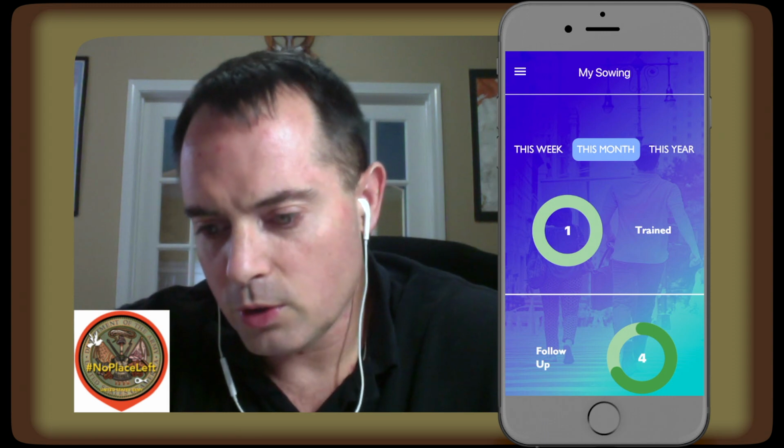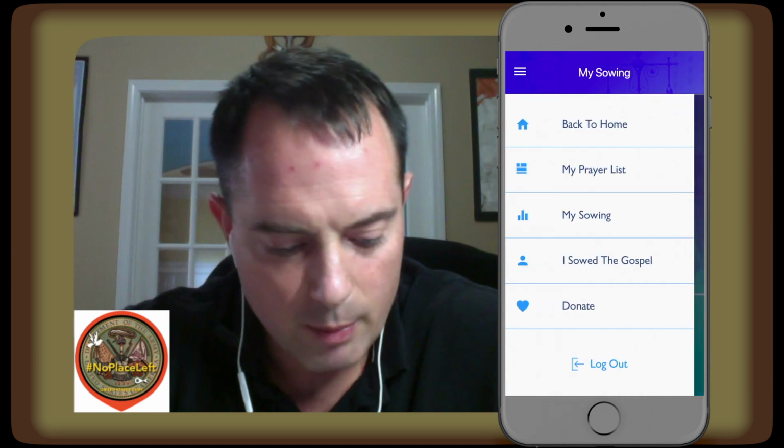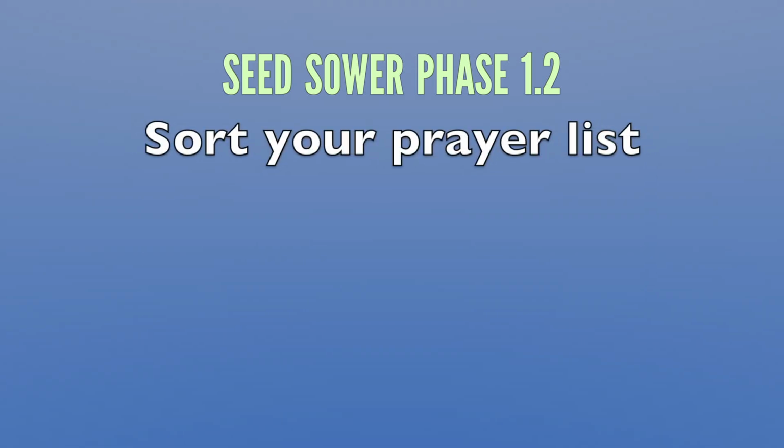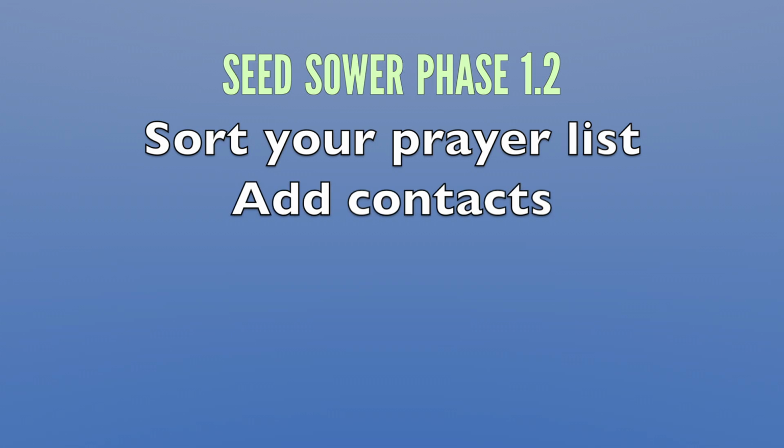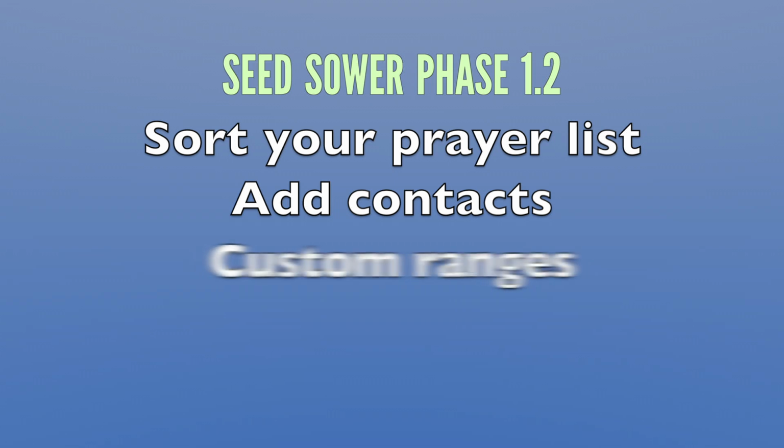And so that's what you can do right now with the Seed Sower app, but here's what's coming next. In phase 1.2, we're going to do some minor upgrades, and it's going to allow you to better sort your prayer list. It's going to allow you to add your own contacts without necessarily sharing with them, so you can build your oikos or your relational network list. It's going to allow you to put in custom ranges, so you can say, hey, show me how much I've shared in the last 7 days, not just the last week, or maybe in the last 3 weeks, or from October 1st to November 1st, how much did I share?